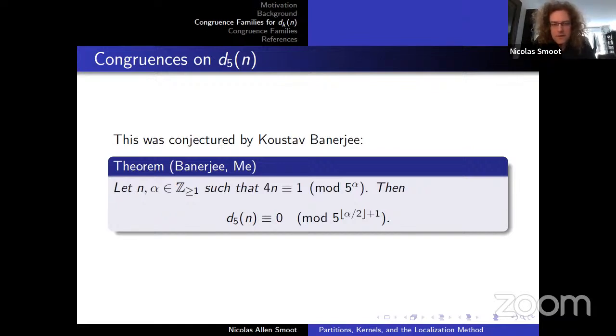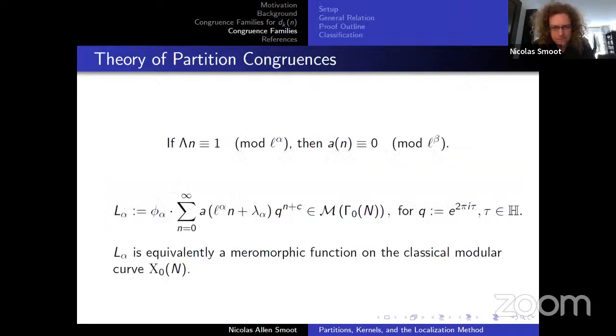This is a congruence family that is more difficult to prove than for P of n, but it's not that much more difficult to prove once you learn the techniques. And the proof method, I think, is sufficiently interesting that it allows us to classify congruence families in general. So I want to walk through how to prove this congruence family, at least kind of quickly.